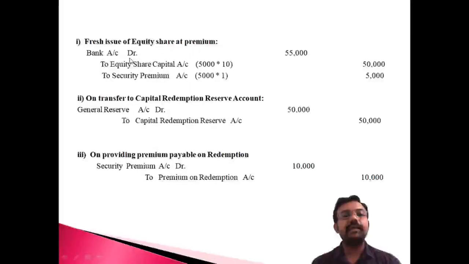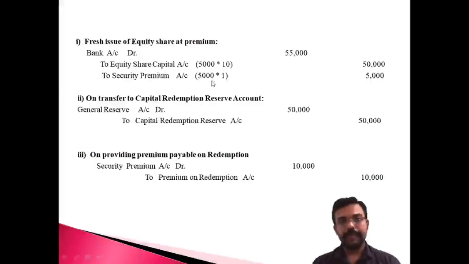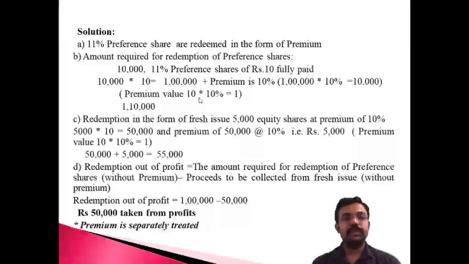Bank account debtor to equity share capital, to security premium. That is the journal entry regarding the fresh issue of the equity shares at a premium. The equity share capital, 5,000 into 10, is 50,000. Security premium account, 5,000 into 1, that's 10%. That means 1 rupee, 5,000 into 1, is 5,000. The total amount of the bank account is 55,000. So that is the calculation.